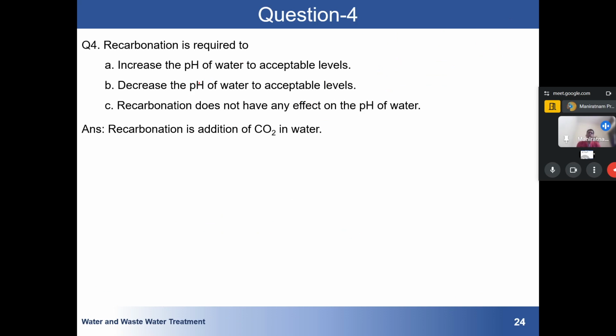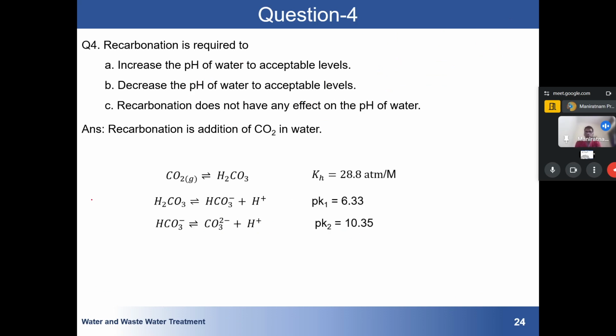So recarbonation is the addition of CO2 to the water. This CO2 gas will form H2CO3. How much CO2 dissolves in the water depends upon the Henry constant. This KH is the Henry constant, and that is 28.8 atm per molar. We know that any gas will dissolve in water depending on its partial pressure in the atmosphere.